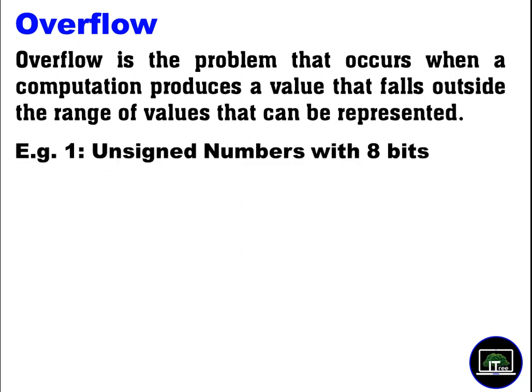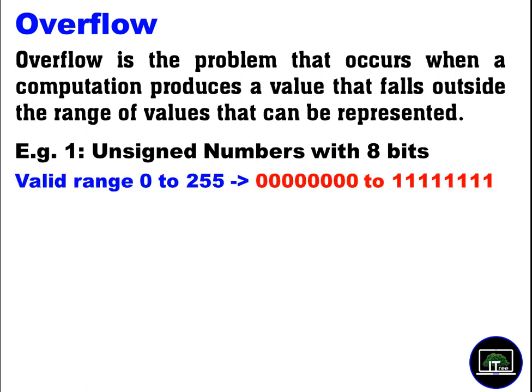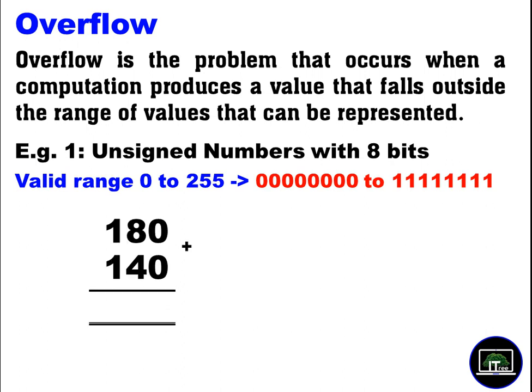First we check with unsigned numbers with 8 bits. You can see the range now. If you use 8 bits, this is the range the unsigned numbers can represent. We'll add this one. What is the answer? This is outside of this range. That means overflow will occur. Now we will see how the computer will perform this one.